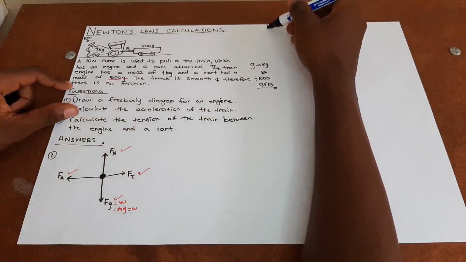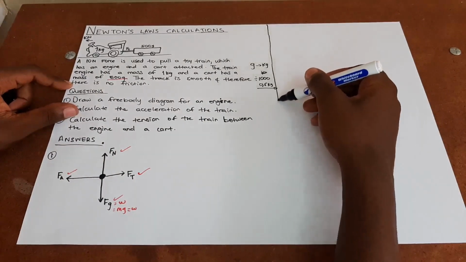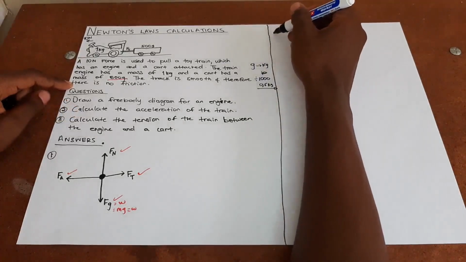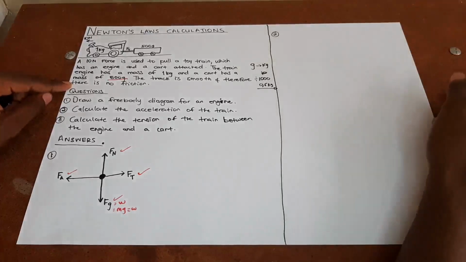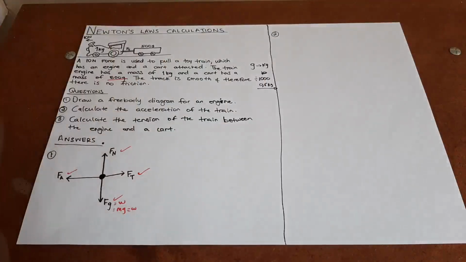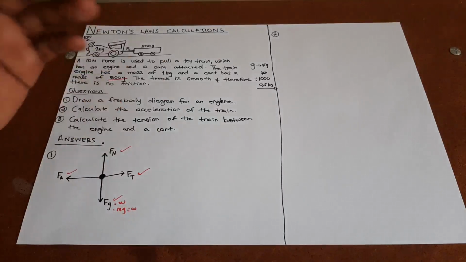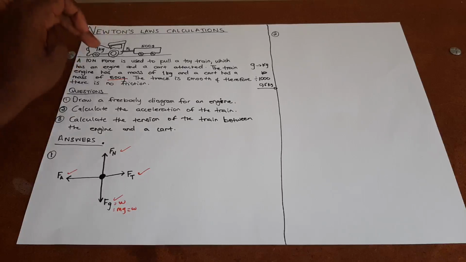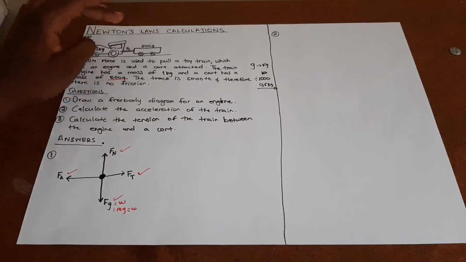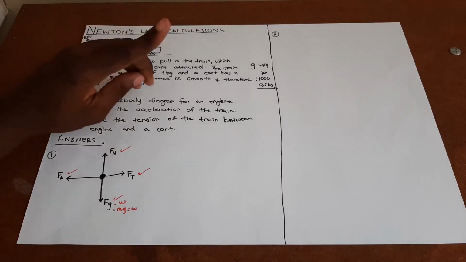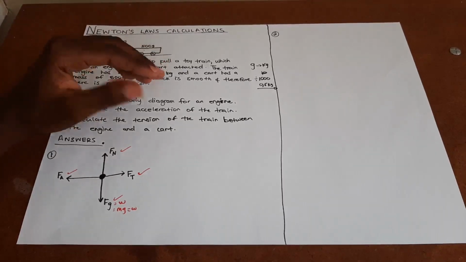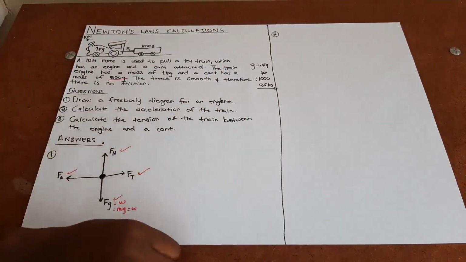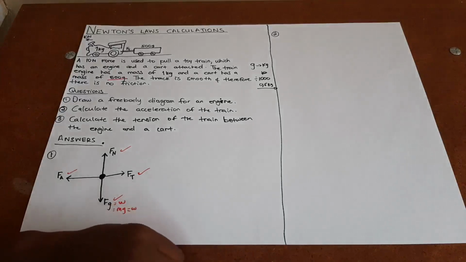Let's calculate now. For question 2, calculate the acceleration of the train. Mind you, this is a connected system. This is the engine, and this is the cart. All of it combined is a train. Again, they are emphasizing the fact that a connected system of 2 or more objects will have the same acceleration.